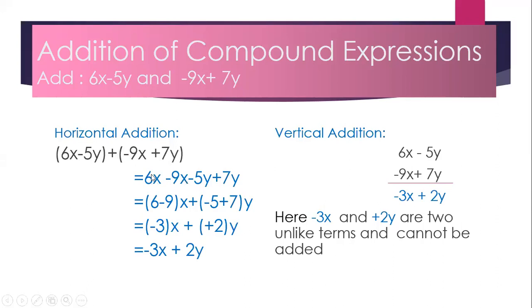Now, arrange the like terms together. That means x, x together and y, y together. Now, 6 minus 9, minus 3. 7 minus 5, plus 2. When the negative value is greater, the answer is negative. When the positive value is greater, the answer will be positive. Clear? In the same way, we can do the vertical addition. We cannot add these two terms because they are unlike terms. Remember, we cannot add x and y together.